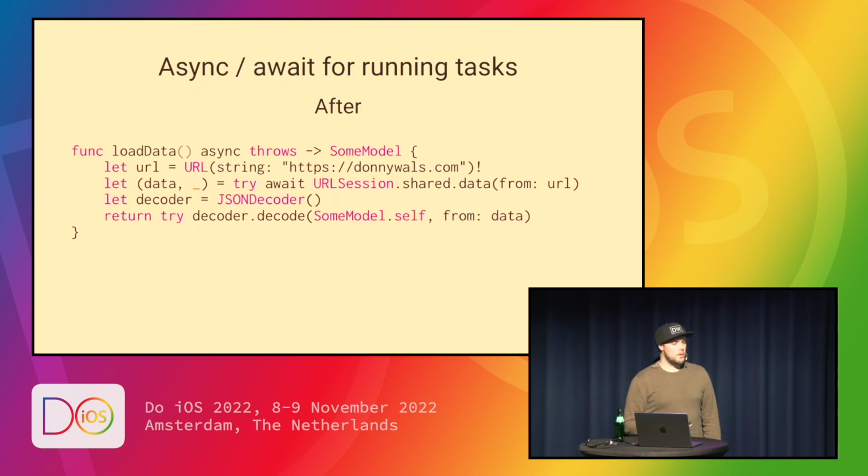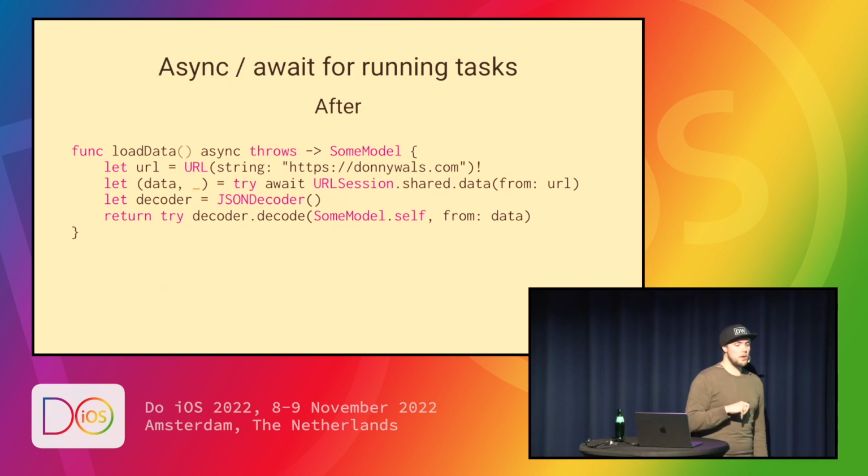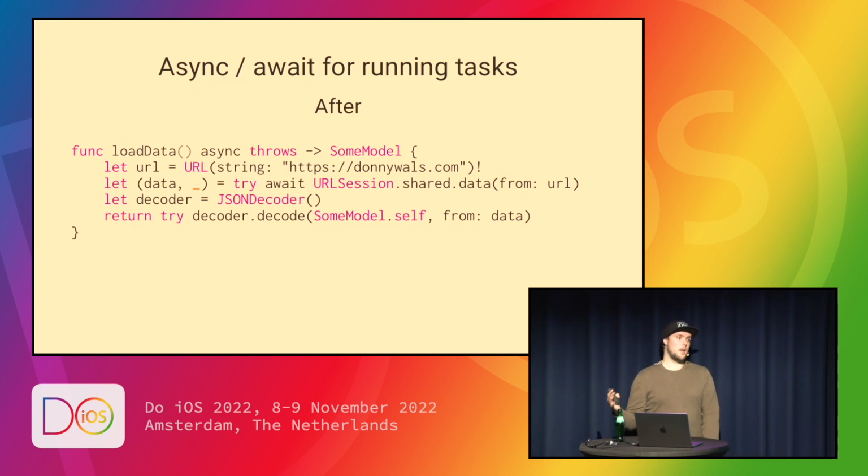If we rewrite this to async await, we didn't save that many lines of code, but this does read a lot nicer, right? We can say this function load data is asynchronous, it might throw an error, and if everything went well, it returns some model. And we create a URL, we await data from URL session, we make a JSON decoder, and we try to decode our data. Even though we didn't save many lines, I do prefer this, to be perfectly honest with you, over the future-based, or over the combined version.